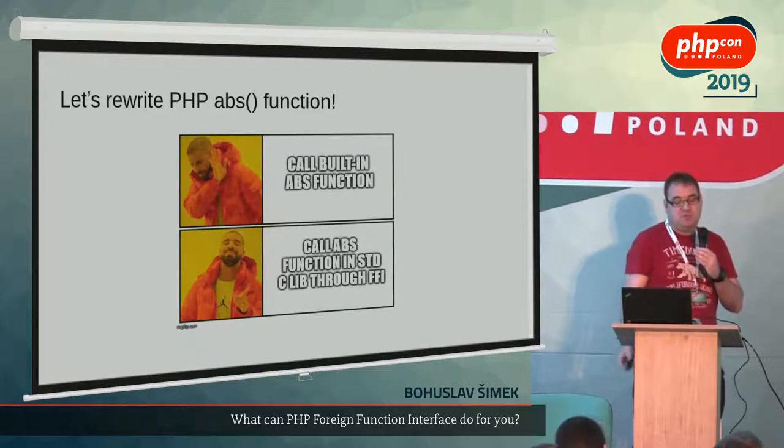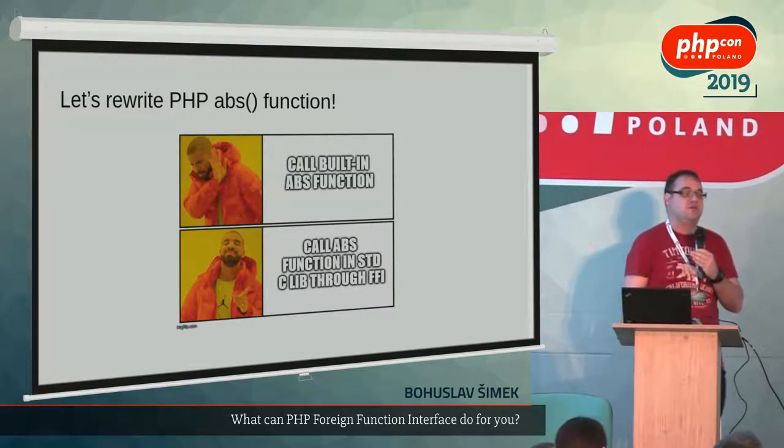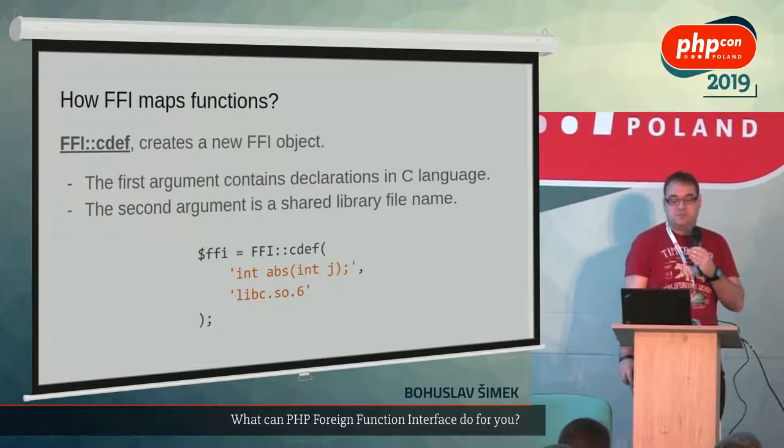And one of the most important questions, how to use it? Well, I will demonstrate this on the abs function, which simply returns the absolute value of a number. This is something for which you usually don't use FFI, because we already have this function in PHP. But still, it's quite a nice example, at least for the beginning. So here we have a basic example. If I remove all the formatting, I can put it on just two lines. And I will now explain both of the lines.